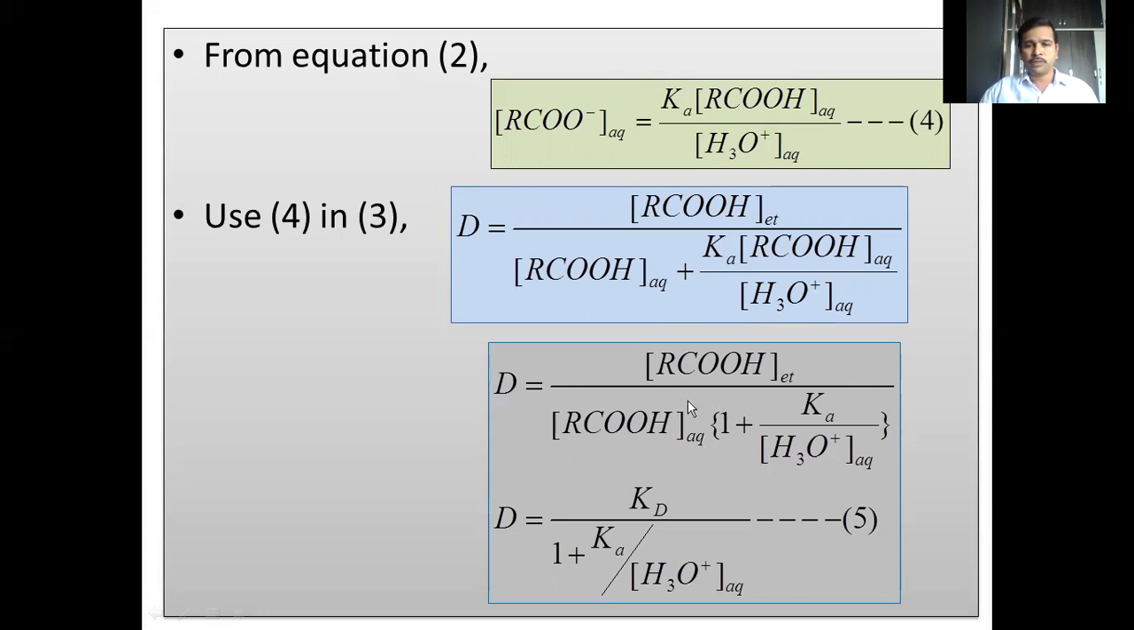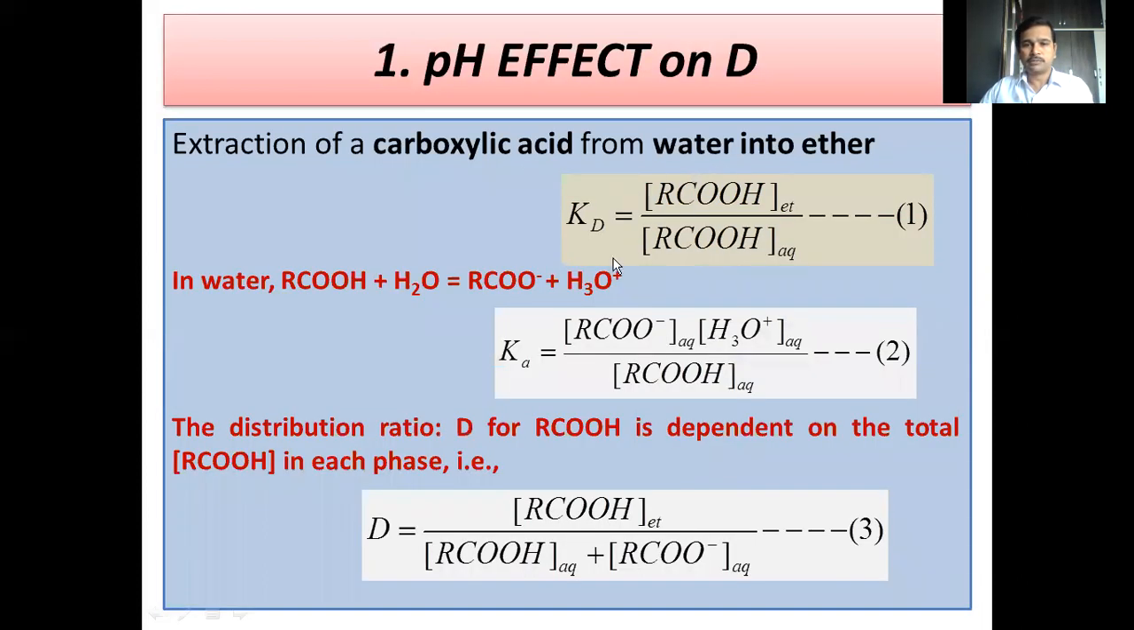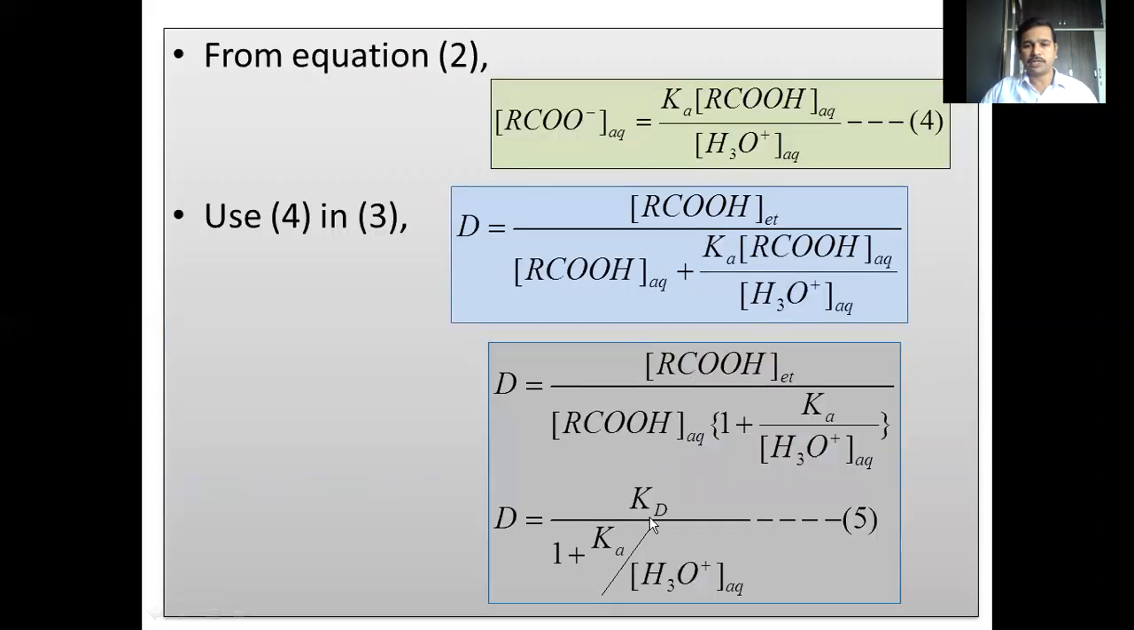So we know the concentration of RCOOH in the organic layer to the concentration of RCOOH in the aqueous layer is Kd, the partition coefficient, in this expression. Kd is equal to the concentration of carboxylic acid in the ether divided by the concentration of carboxylic acid in the aqueous phase. So that has been substituted here. So D is equal to Kd divided by 1 plus Ka divided by H3O plus concentration. This equation is very important.